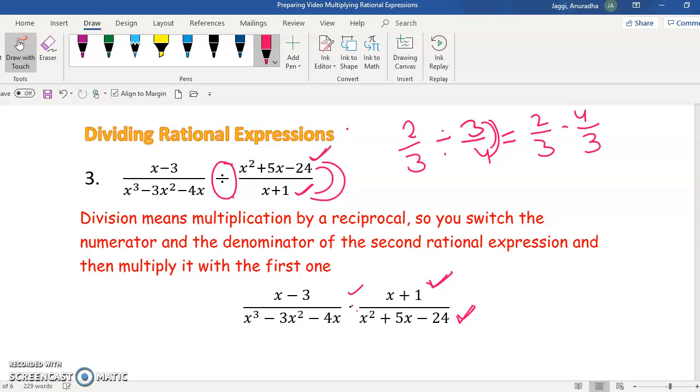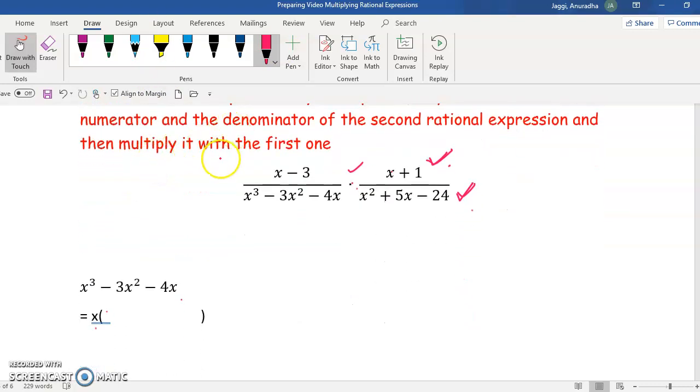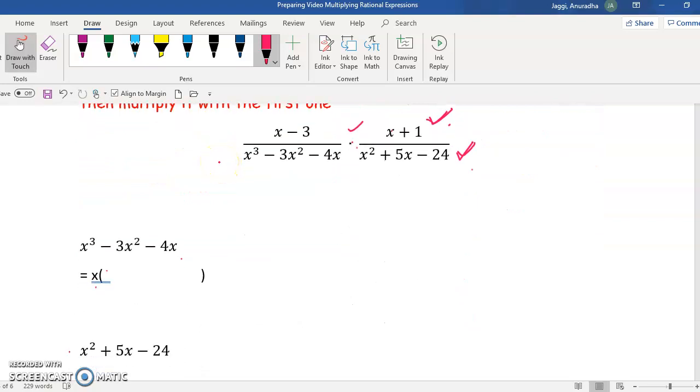Okay, after that it's pure multiplication. So one step added to multiplication, that means you switch the numerator and denominator of the second rational expression after the division sign, and rather than dividing, you multiply. So for more practice, let's take up this question, and there is another example that we'll take up, and then there's one for you to do.